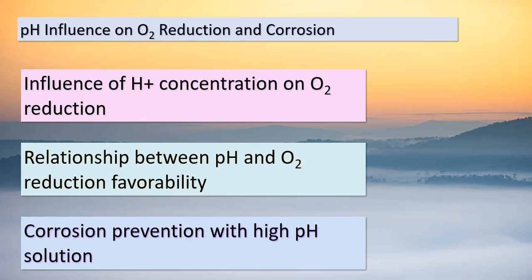less favorable. This brings us to a fascinating observation related to corrosion. When iron comes into contact with a solution boasting a pH greater than 9, it doesn't corrode easily. Now, let's move forward to understand the intricate details of the reactions taking place.